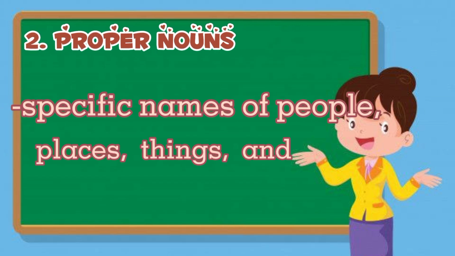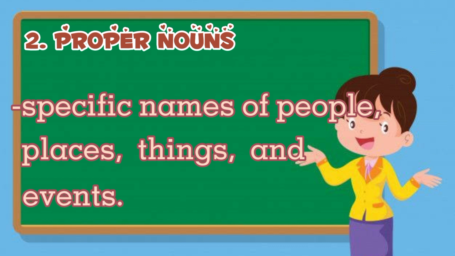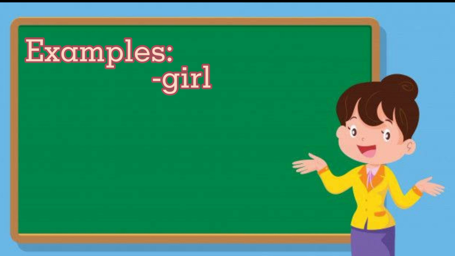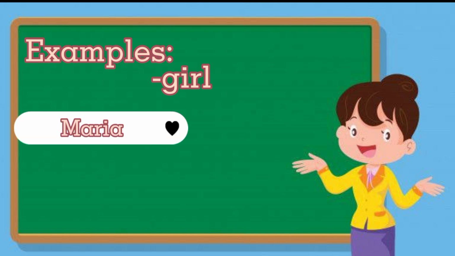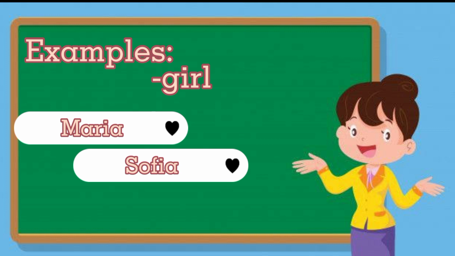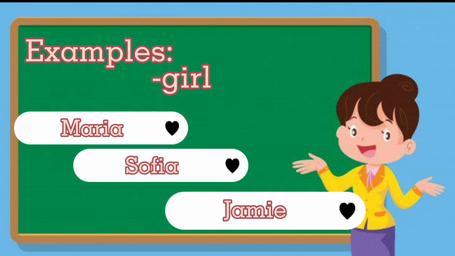Second type, we have proper nouns. These are specific names of people, places, things, and events. Examples, for the common noun girl, we have to give specific names of it. First, Maria. Second, we also have Sophia and Jamie.